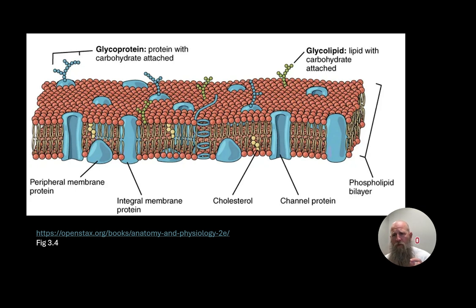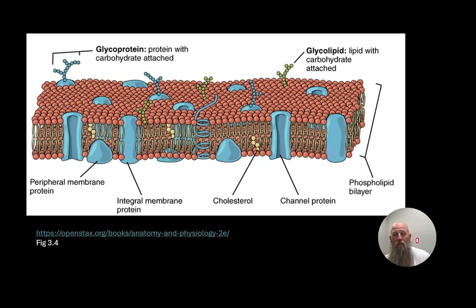Now, a peripheral protein is one that sits on the periphery of the membrane. Remember that the cellular membrane is a phospholipid bilayer, so it has a hydrophobic region and a hydrophilic region. Hydrophilic out here, hydrophobic in the center where the tails are. So a peripheral protein sits on the periphery of that membrane, out here on the phosphate head.